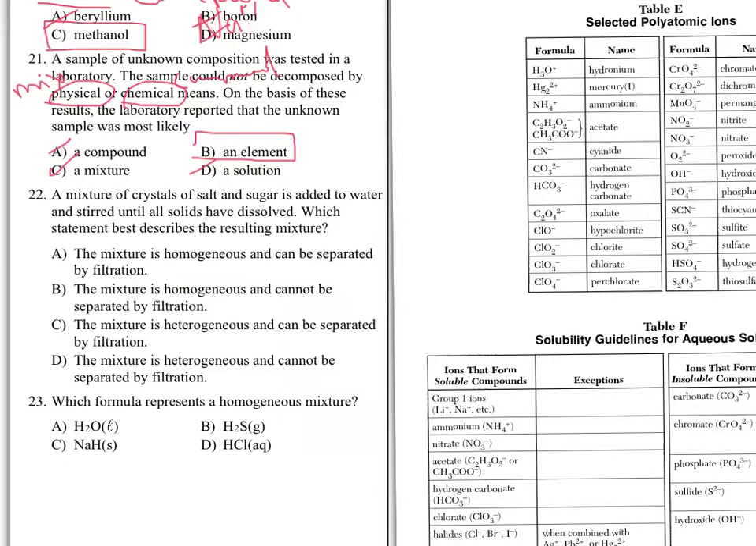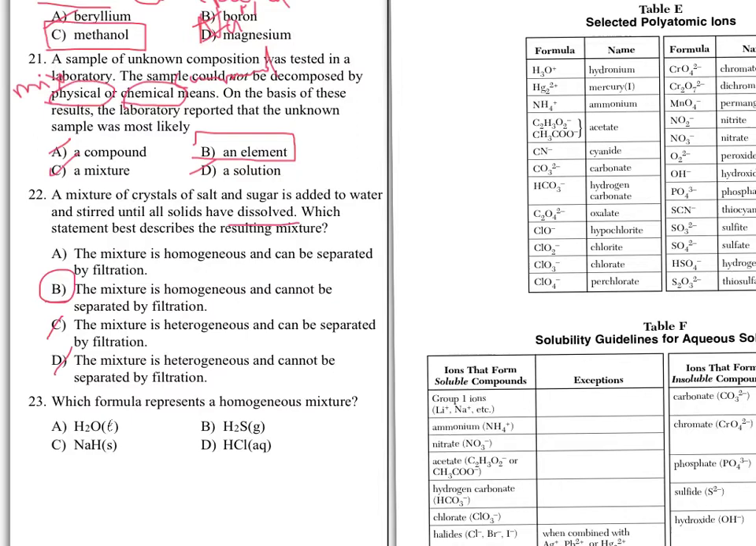Question number 22 asks about a mixture of sand and salt and water that is stirred until all the solids have dissolved. So here the key word is dissolved. So anytime we have everything that is dissolved, that is synonymous with a homogeneous mixture. Heterogeneous mixtures, things don't dissolve. Think about oil and water. It's heterogeneous because the oil does not dissolve into the water. Now, homogeneous mixtures can never be separated by a filter because if everything is dissolved, it will all just simply come through the filter.